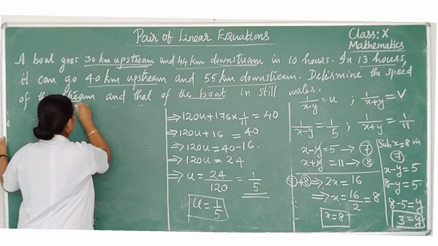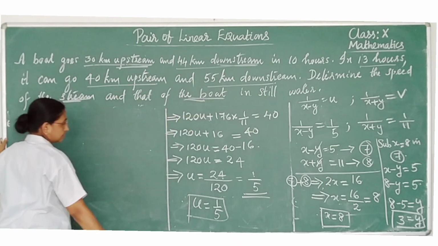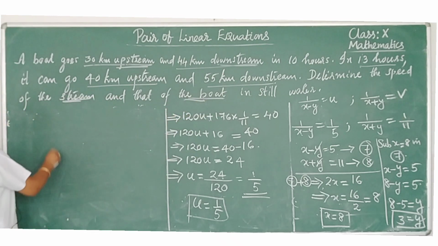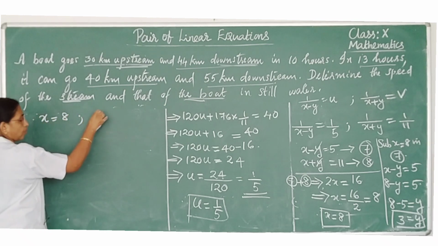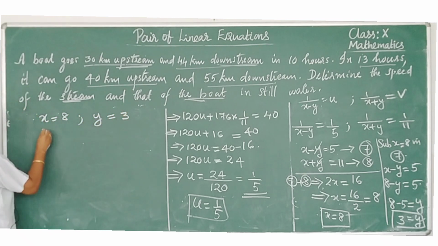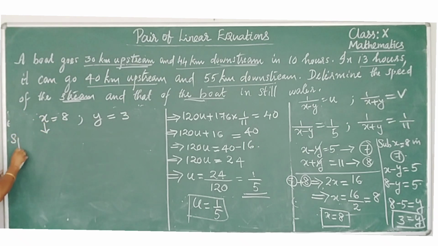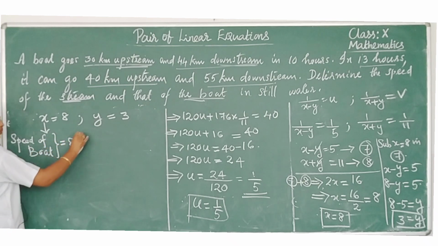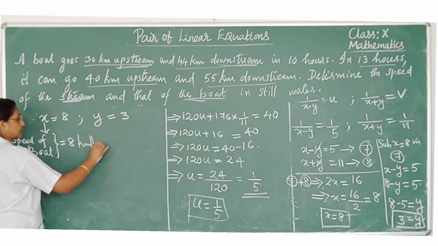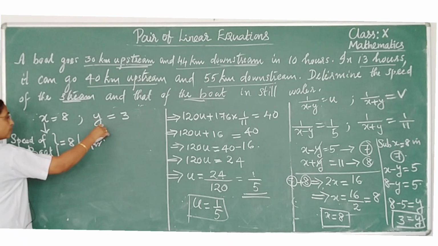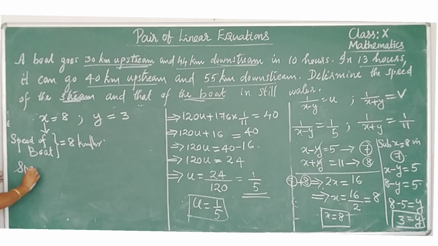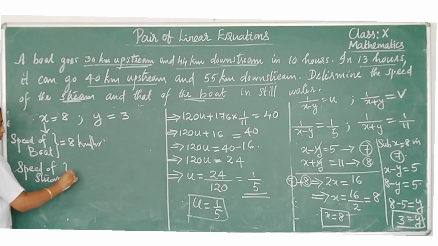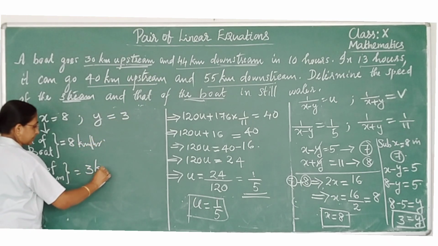You are asked to determine the speed of the stream and that of the boat. What is x and what is y? x is obtained as 8 and y is obtained as 3. But x represents the speed of the boat. So, speed of boat equals 8, and the unit is kilometer per hour. What about y? y represents the speed of the stream. So, speed of stream, that is y, is 3 kilometer per hour.